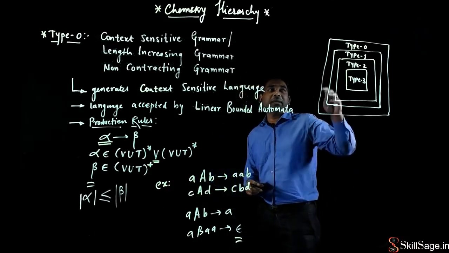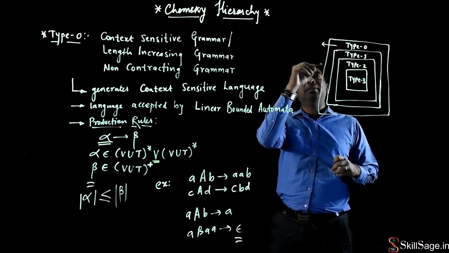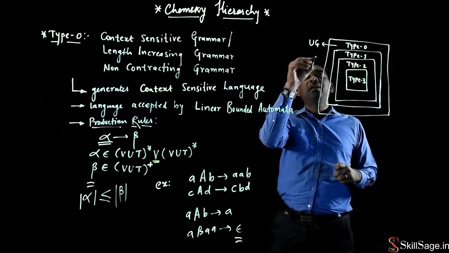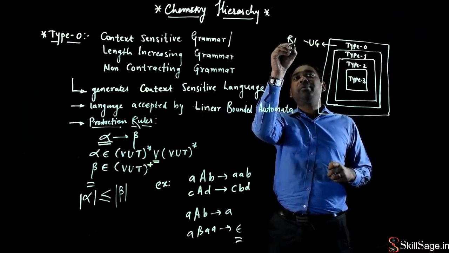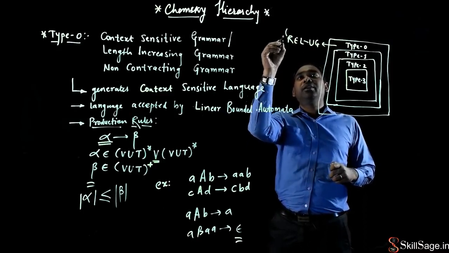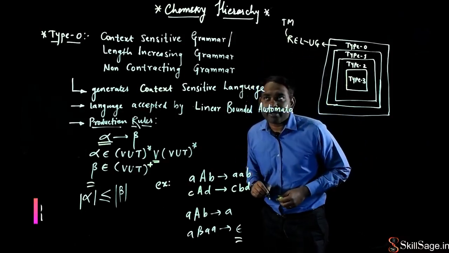Friends, we have seen type 0 grammar, right? And we have seen that type 0 grammar is called unrestricted grammar. This unrestricted grammar generates a language called recursive enumerable language. And we have a Turing machine to recognize the language generated by this unrestricted grammar.